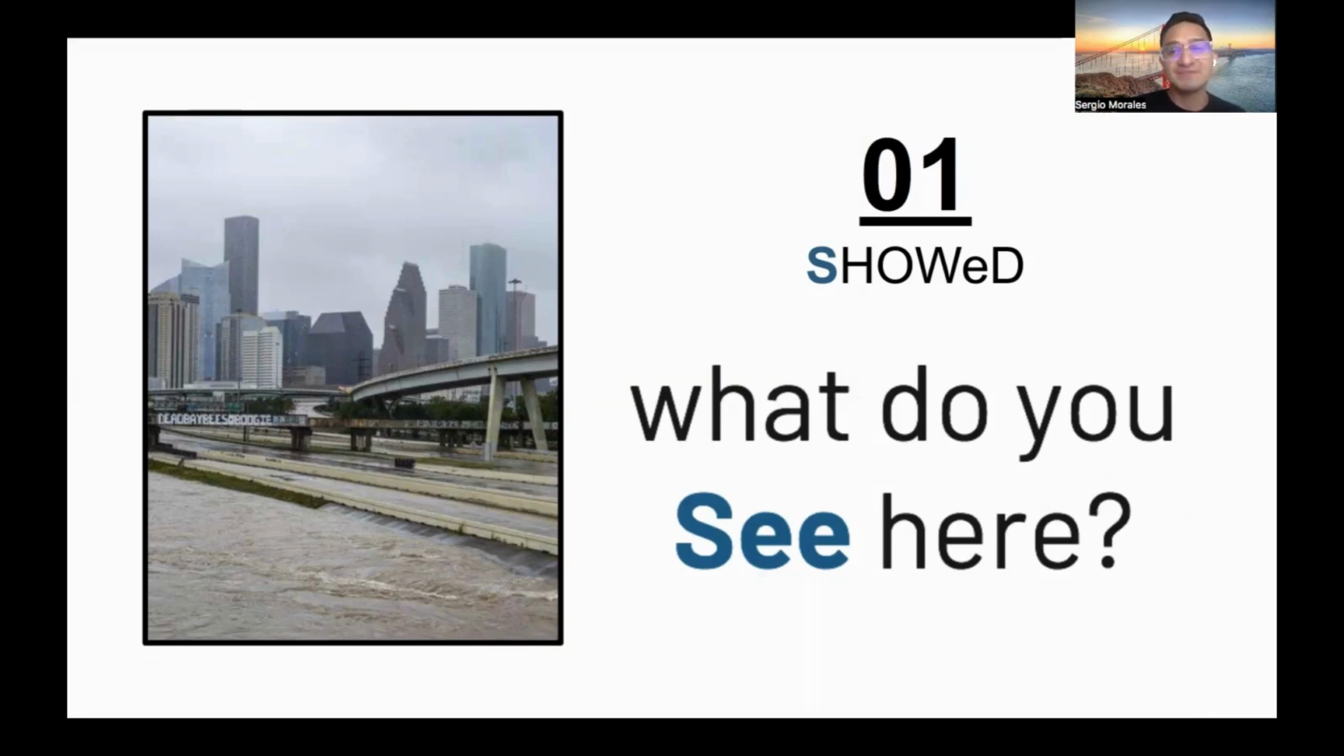In this picture, you see a city skyline, and there are grayish clouds that signify it probably rained earlier. There's also a highway, and you notice that the highway is flooded. This is what you see in this picture. This is the first part of the SHOWeD method: you have to tell what you see in the picture.